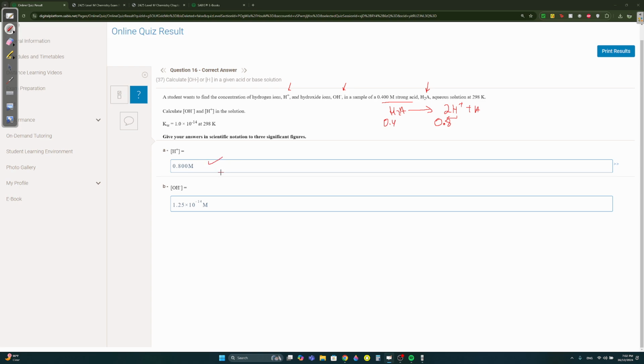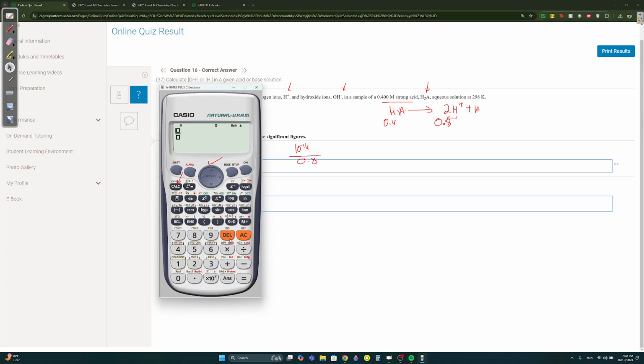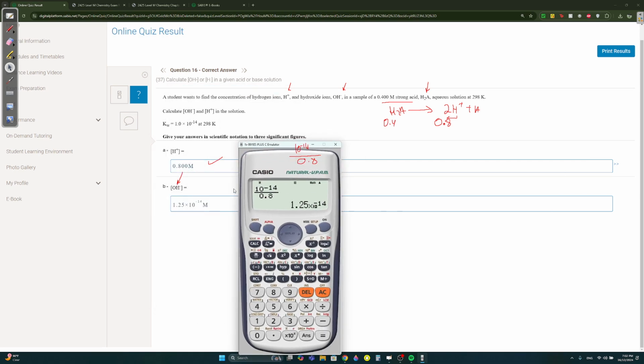So 0.8. How do I find OH? Whenever you have H but you want OH, or you have OH but you want H, you do 10 to the minus 14 over whatever you have. Let's do it. 10 to the minus 14 over 0.8, that's 1.25 times 10 to the minus 14.